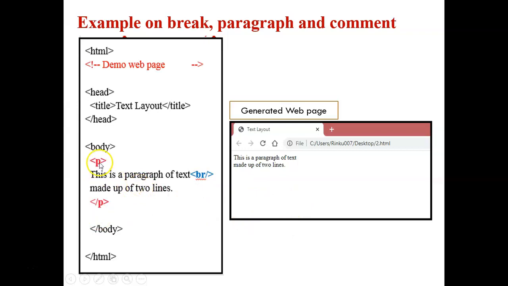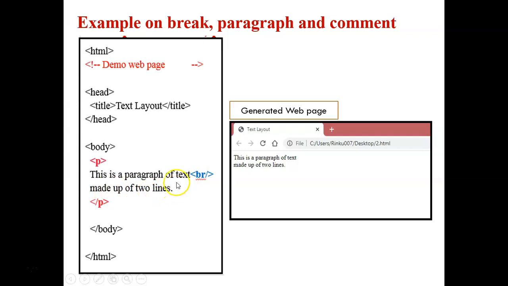Now here we use what? A paragraph tag. So opening paragraph tag and closing paragraph tag, we'll write the first message. After that, at the end we use a break tag, which means what? Now the next line will appear on a new line. So this message made up of two lines appears on the next line.